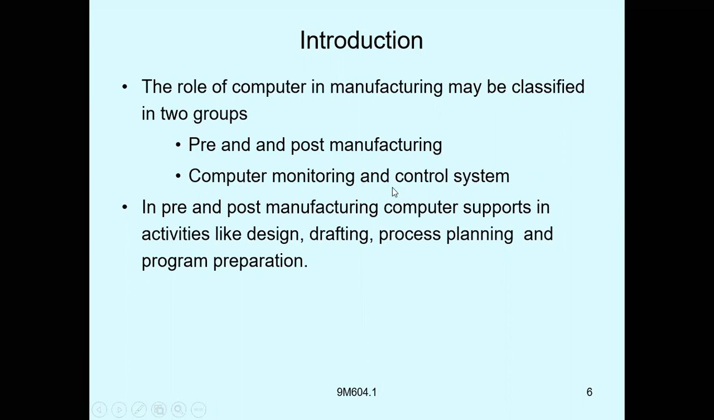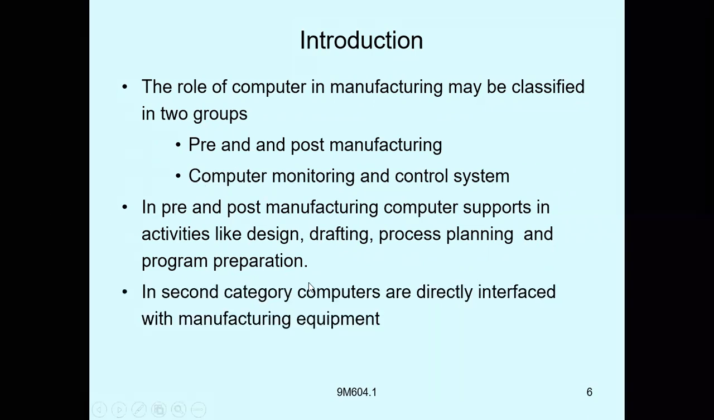That means it is directly connected to the manufacturing systems, whereas here we can do and use those things in the manufacturing. See, in the pre and post manufacturing, the computer supports activities like design, drafting, process planning, and program preparation. Okay, so in the first category, we can do design, drafting, process planning, and program preparation. That means CNC programming, all these things we will prepare and use in the manufacturing.